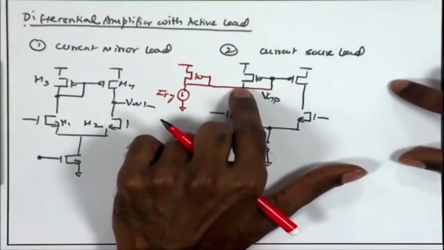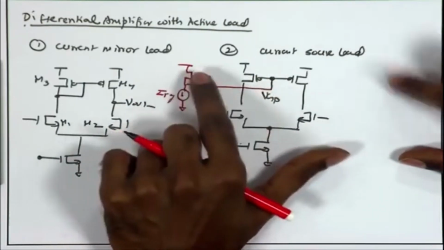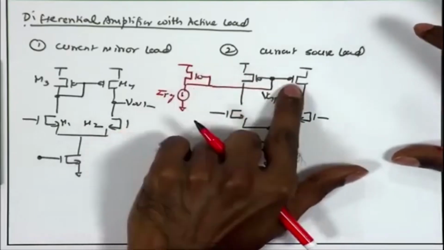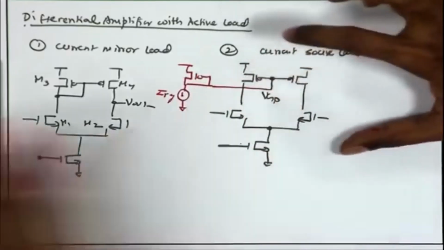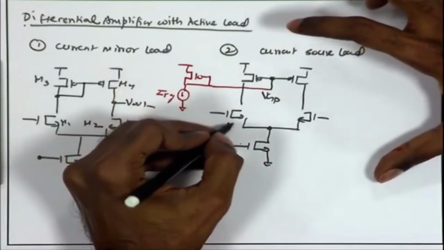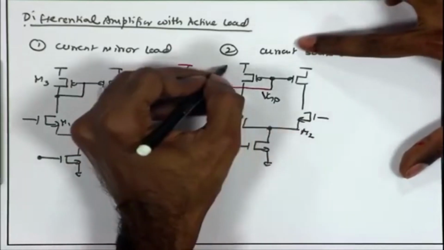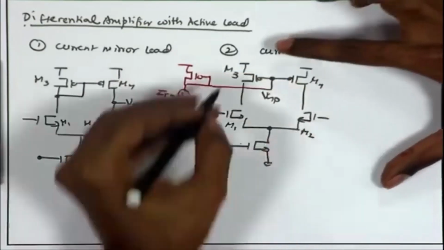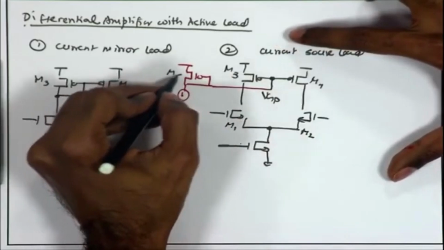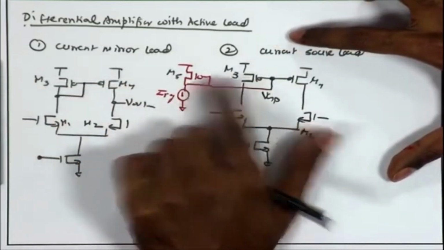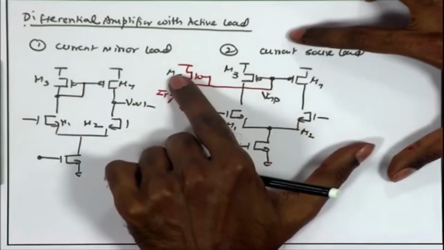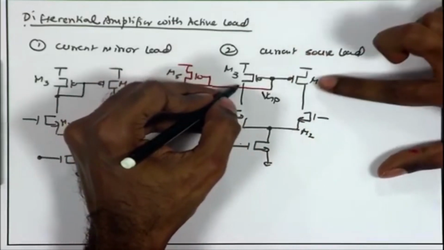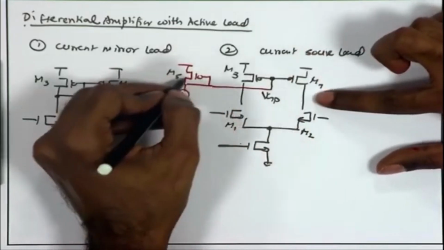You do not have any connection over here, it is just to show that these two are acting like current mirrors. So, here M1, M2, M3, M4: M3 is forming a current mirror with M5, M4 is also forming a current mirror with M5. So, both of them are current mirrors with the reference branch as M5.